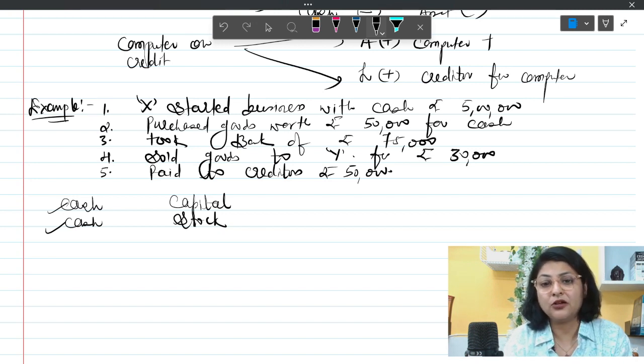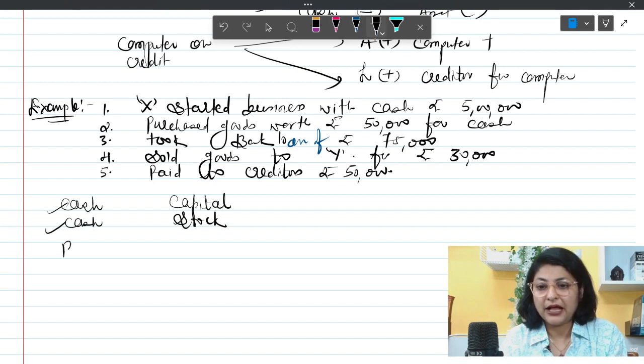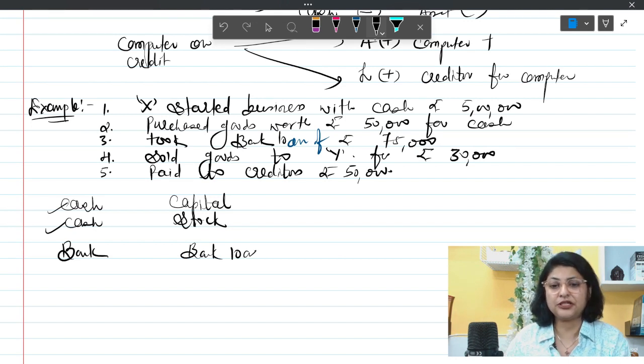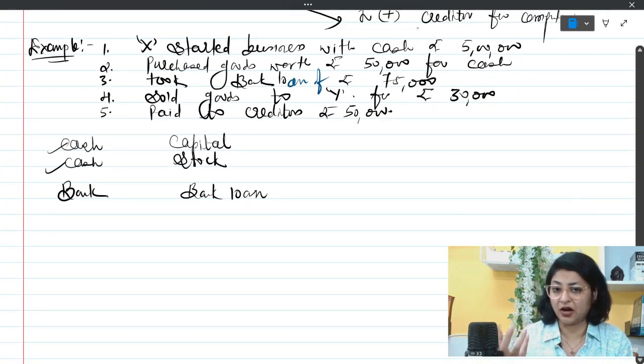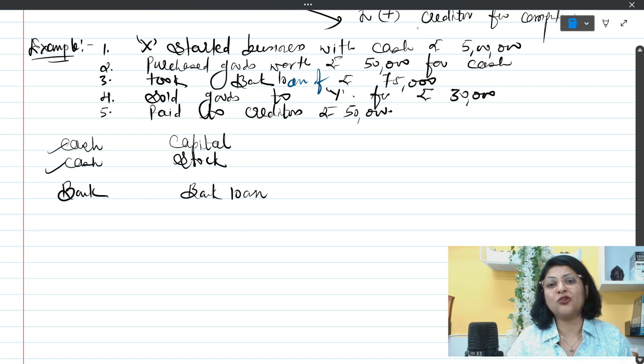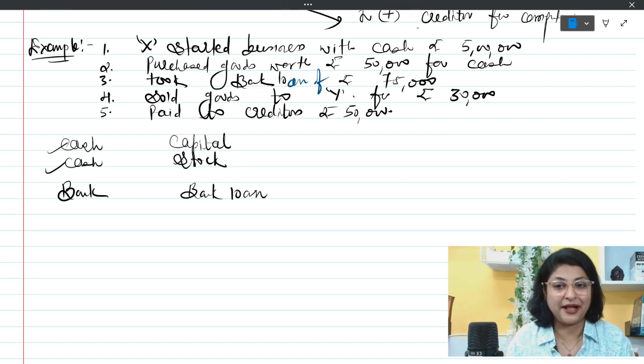Took bank loan. I have forgotten to write loan over here. So bank loan of rupees. Bank was not there, and bank loan has come as a new liability. Why have I written bank, not cash? Because if we are taking a loan from the bank, obviously the bank will give it to us in our account. The bank will not come home and give us cash. So obviously when we are taking a bank loan, it has to go in the bank account.